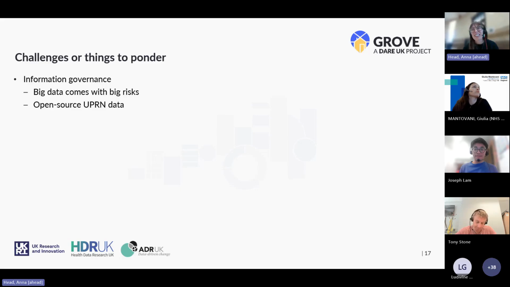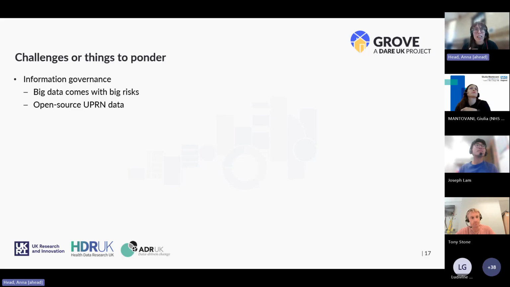So essentially big data comes with big risks. And lots of our discussions are around balancing the 5 safes of safe data, safe projects, safe people, safe settings, and safe outputs when we're working within trusted research environments. There's lots of different ways of approaching this. One is, at the moment, when we ask for data to be linked at UPRN level, making sure that the data that we want to link isn't disclosive at all. So there's no unique combinations of things that we're bringing in.